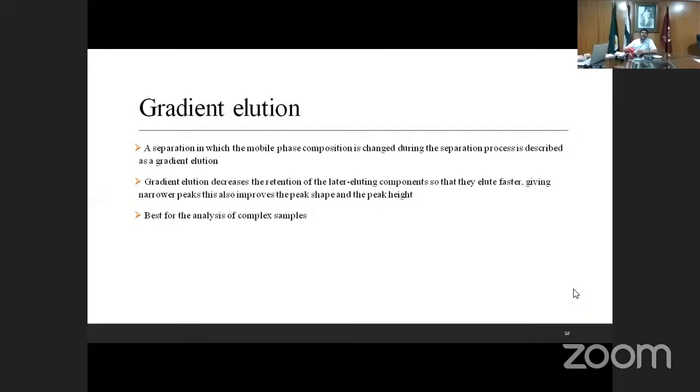It is best for the analysis of complex samples. If you have more than five or six compounds in one sample, it is better to use gradient mode. It is often used in method development for unknown mixtures. Linear gradients are the most popular.